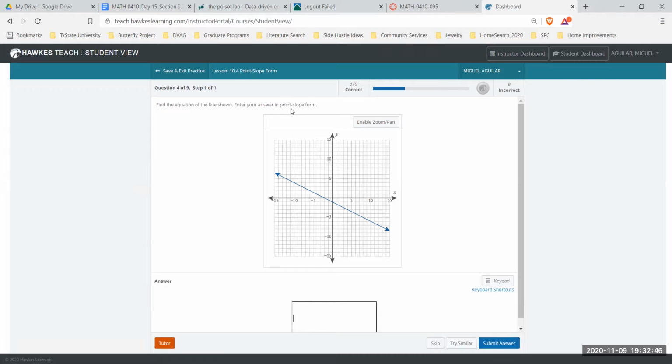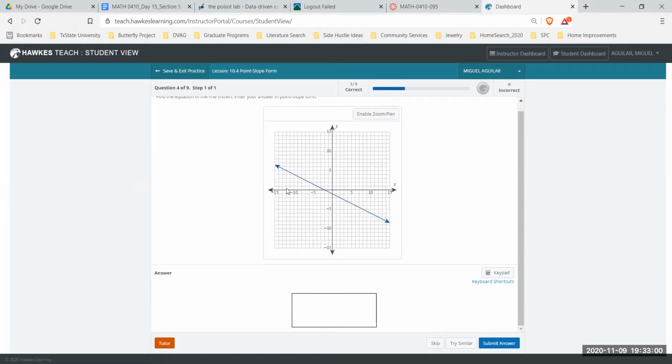Okay, so this one's really nice, actually. It's asking you to find the equation of the line and enter the answer in point slope form. So what we need to be able to do here is look at the graph because they haven't given us any points. They've only given us the graph. Luckily, the line graph has all the points on it that we'll need.